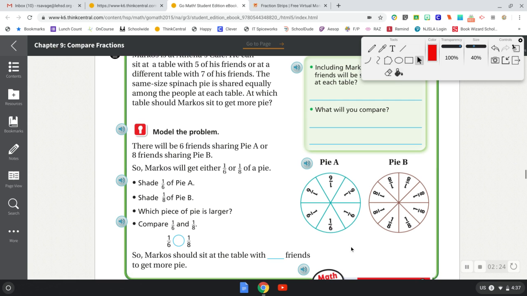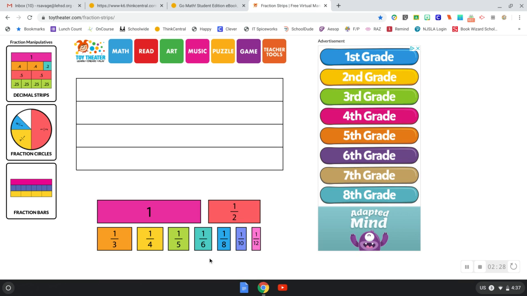So let's look at 1/6 and 1/8. I want to go right to fraction strips. I'm going to put up one whole because it's always useful to know what these things are compared to one whole. And I'm going to put up 1/6 and 1/8. Thinking about denominators, which of those pieces is going to be bigger? Well, if we can remember that rule, the bigger the denominator, the smaller the piece, we could predict correctly that 1/6 is going to be bigger.